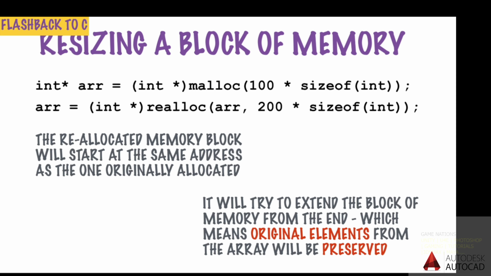Realloc helps in that you don't have to copy the original elements over to the new array. It's also not that great in the sense that if you don't have a contiguous block of memory starting at the original address to accommodate the 200 element array, realloc will fail.